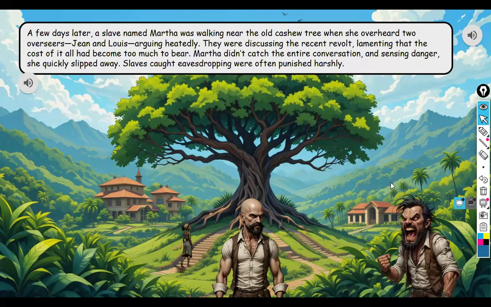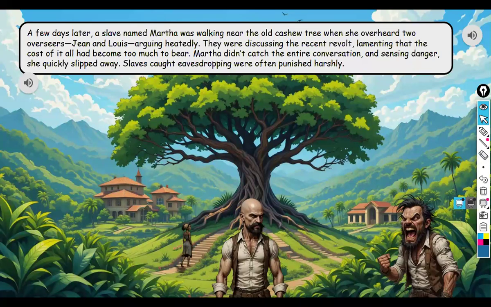A few days later, a slave named Martha was walking near the old cashew tree when she overheard two overseers, Jean and Louis, arguing heatedly. They were discussing the recent revolt, lamenting that the cost of it all had become too much to bear. Martha didn't catch the entire conversation, and sensing danger, she quickly slipped away. Slaves caught eavesdropping were often punished harshly.